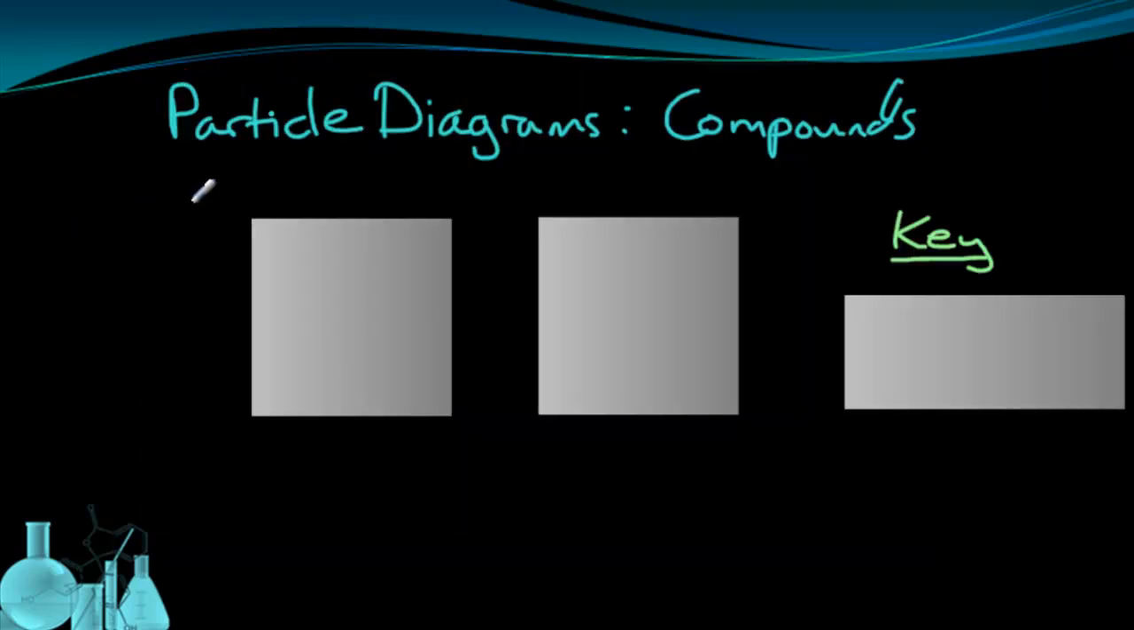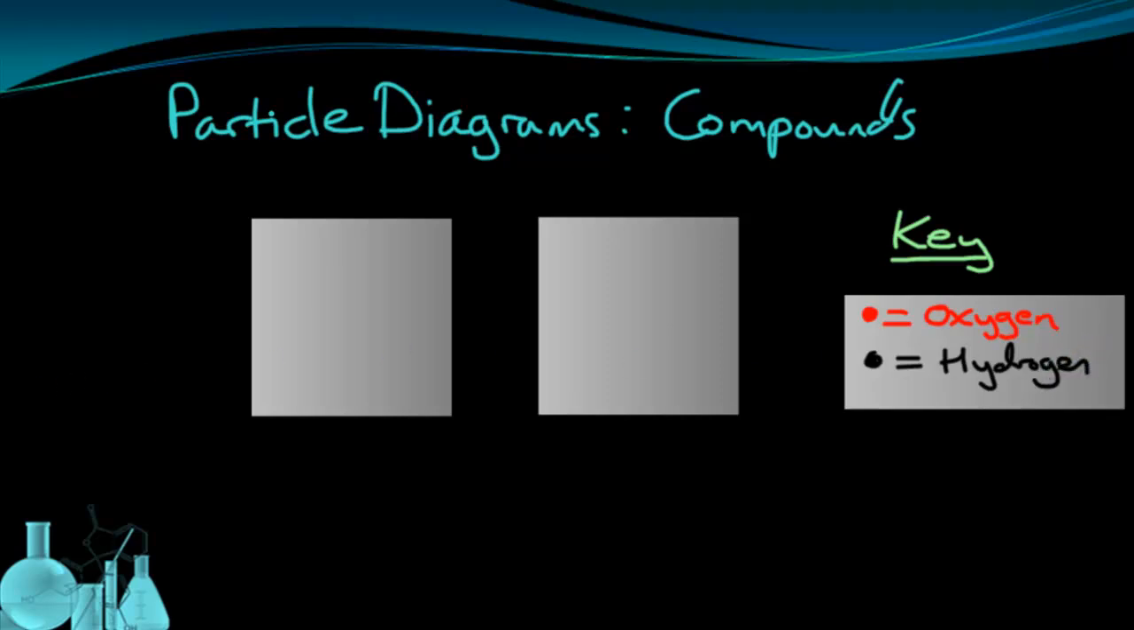Okay, so we just talked about elements. Now let's talk about how to represent compounds with particle diagrams. The same process again. I'm going to set up my key first. You always want to plan out the key that you're going to use so you can make sure you're representing things correctly. So let's stay consistent here. I will use red for my oxygen, and this time let's do hydrogen. I'm going to use a black dot for hydrogen.